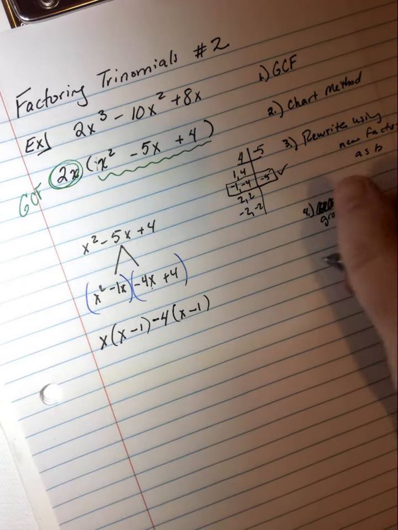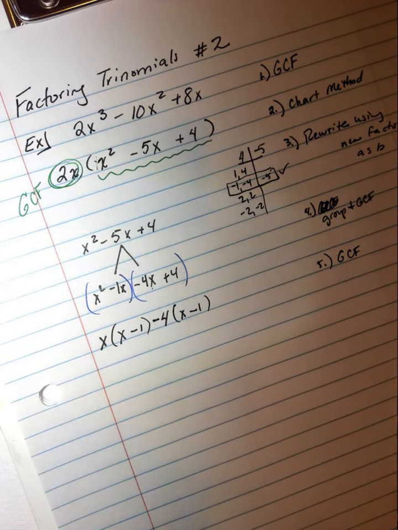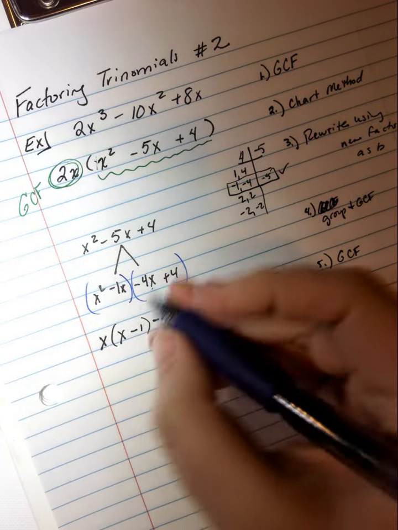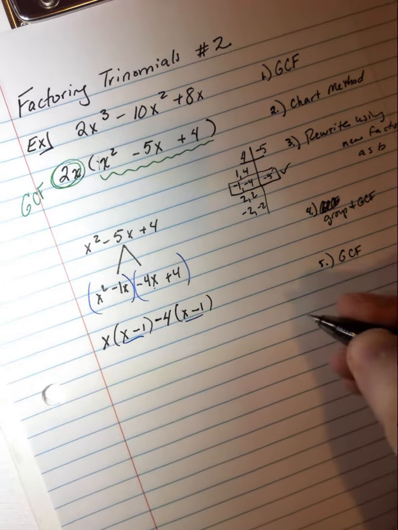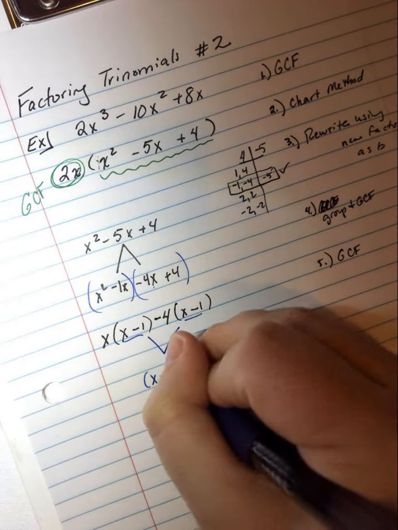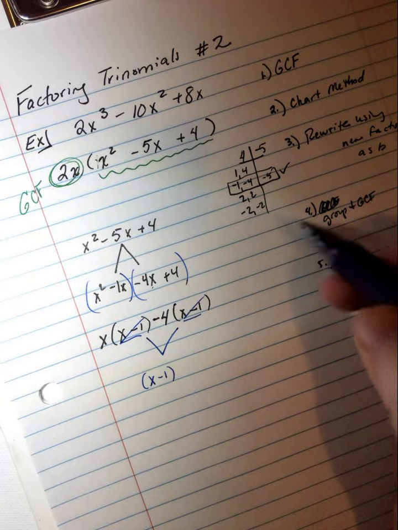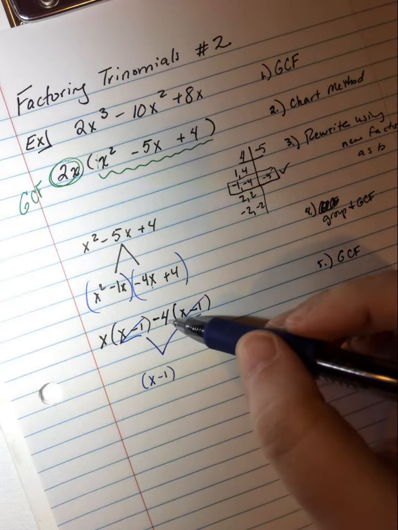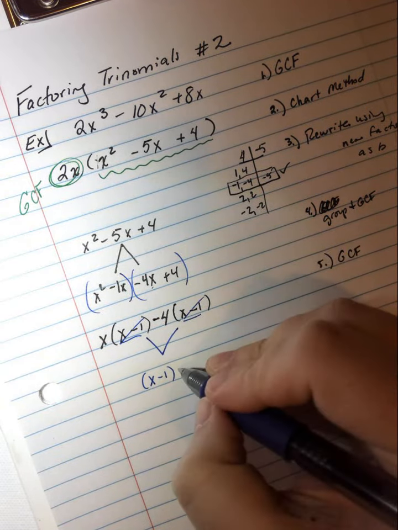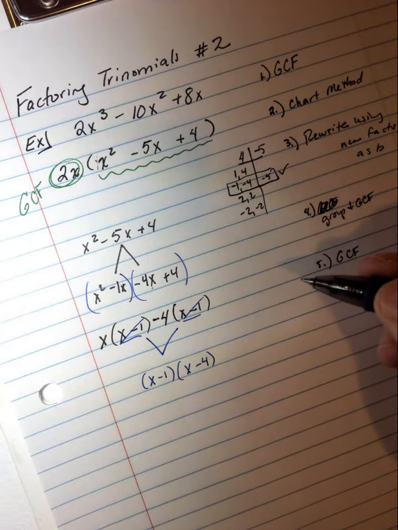Remember, your last step is to GCF one more time. What do we have in common here? We have in common x minus 1 and x minus 1. That's the bottom part of my diamond. I'm going to write down x minus 1 one time. That's gone. What's left? I didn't write down my x here or my negative 4 here, my coefficients. So I've got x minus 1 and x minus 4 as my two factors.